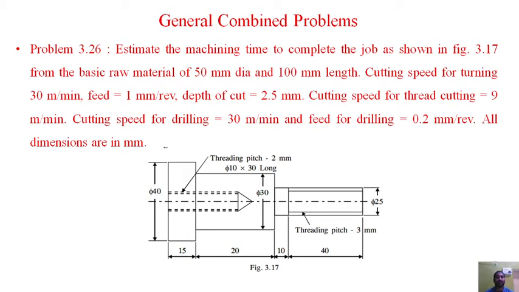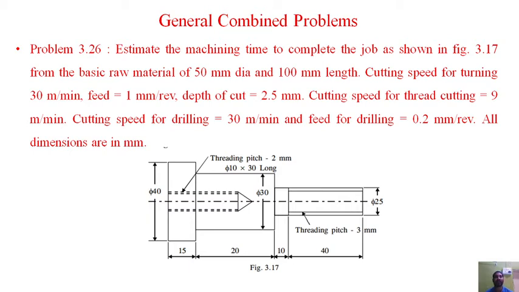So the basic raw material is 50 dia and 100 length. Out of that raw material you have to make these operations. Cutting speed for turning is 30 meter per minute. We have different kinds of operations, so for different operations we have different cutting speeds. Feed is 1 millimeter per revolution. Depth of cut is 2.5 millimeter per turning.